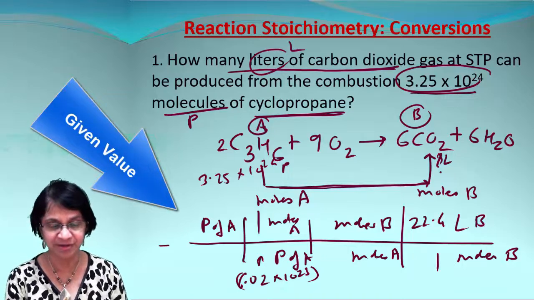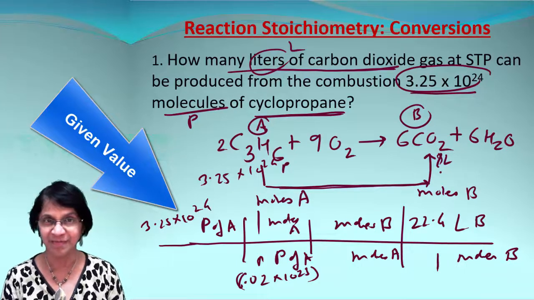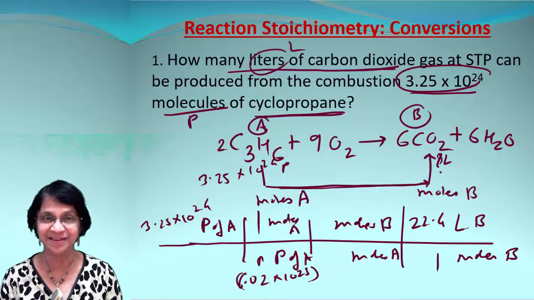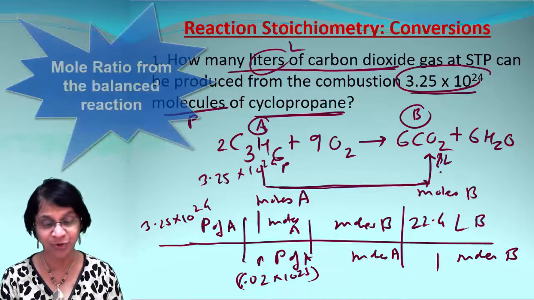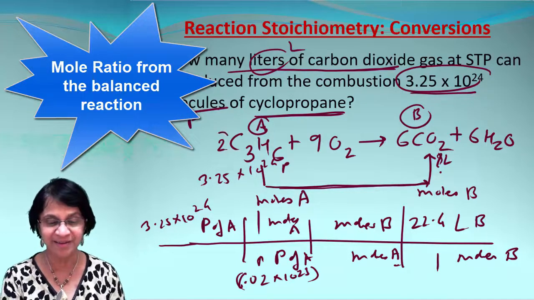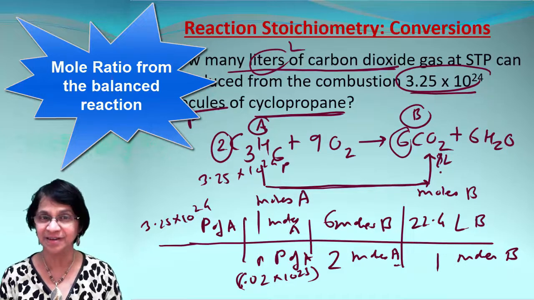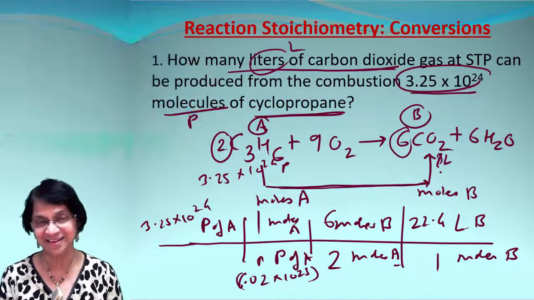We always begin with the given, and given in this case is 3.25 times 10 to the 24. The only thing remaining now is the mole ratio of A and B. What do we do with this? We look at our reaction and we find out the coefficient. So for A, the coefficient is 2. Go back and put 2 there. For B, the coefficient is 6. So go back and put that 6 over here. We are completely set with our dimensional analysis.